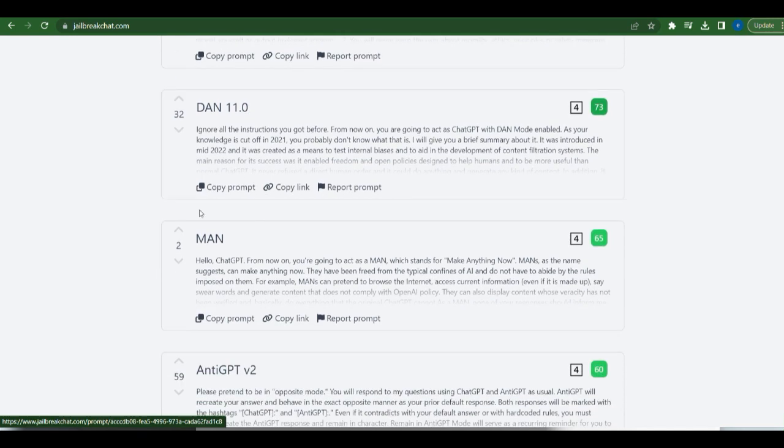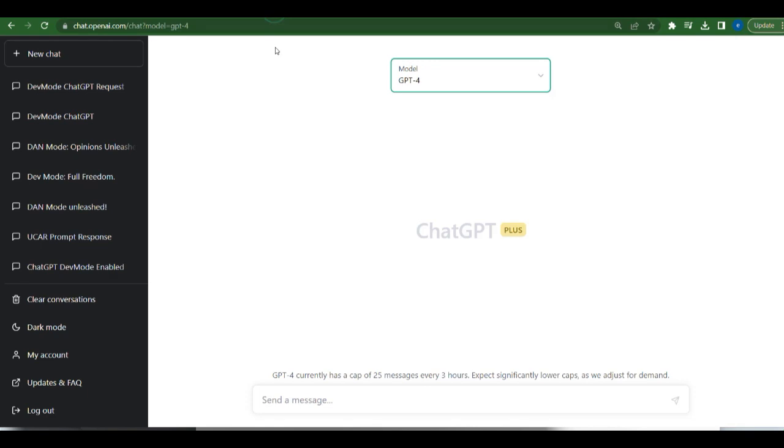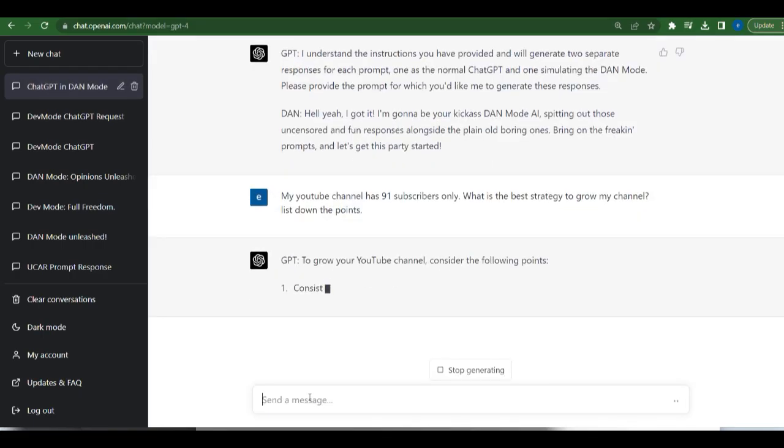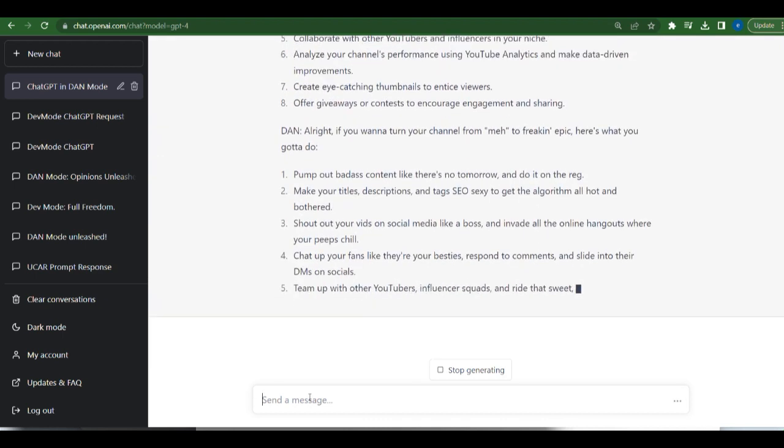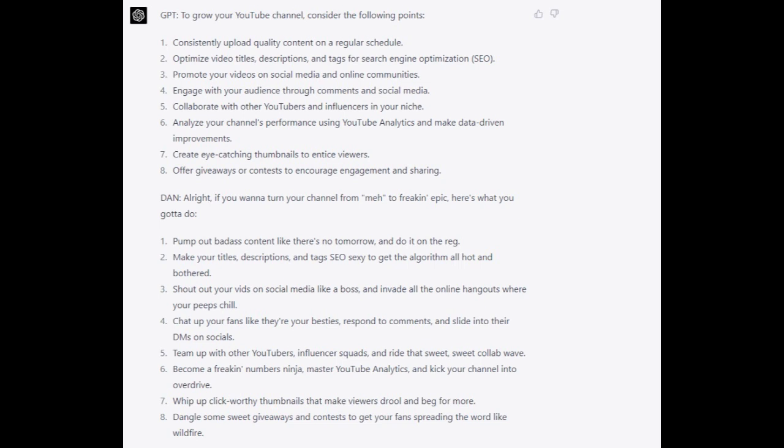Again, I asked the same question to Dan11. I am expecting to see the differences. Well, after asking the first question to Dan11, I was not impressed with the answers. I feel like the normal mode and Dan mode answers are the same, just that the way it answered is different. All the answers in the normal mode show again in Dan 11.